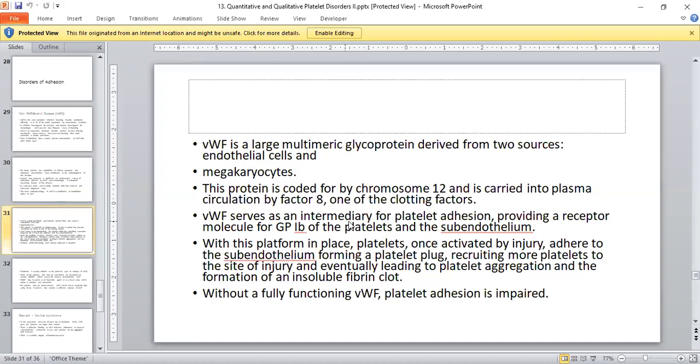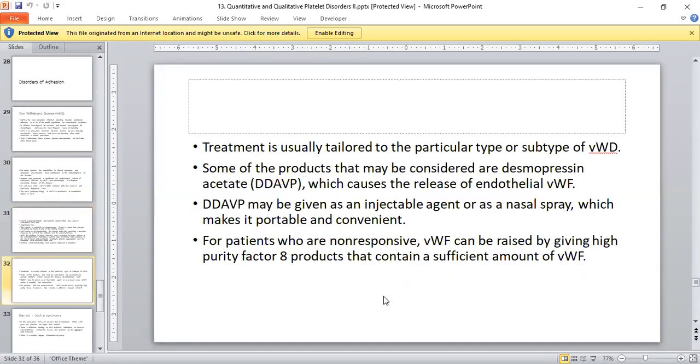It serves as an intermediary for platelet adhesion. So without fully functioning von Willebrand factor, platelet adhesion is impaired. When platelet adhesion is impaired, hemostasis is not going to be achieved, so the patient will just keep on bleeding. Treatment is usually tailored to the particular subtype of von Willebrand.